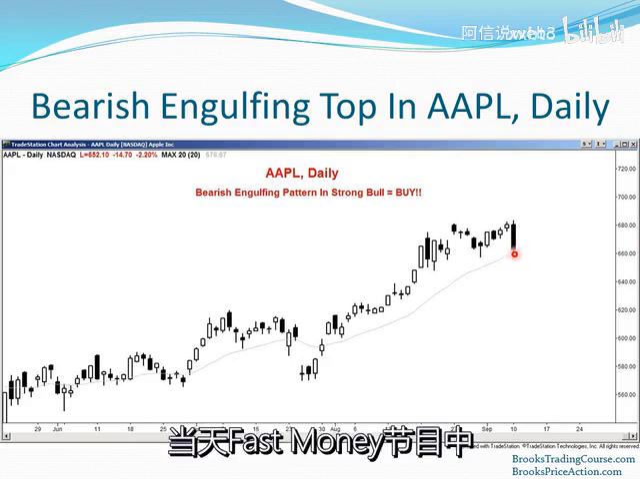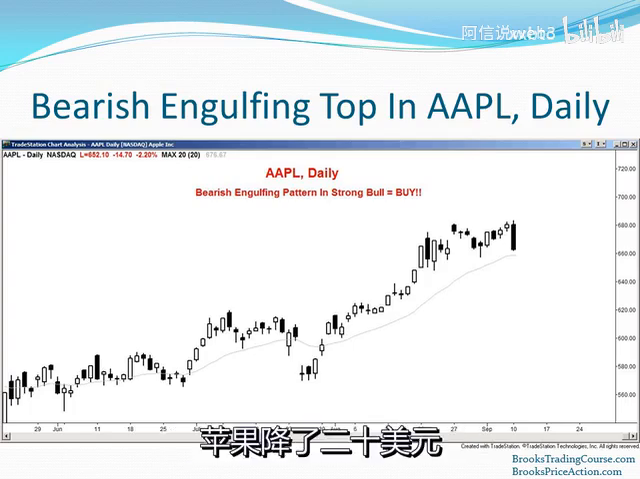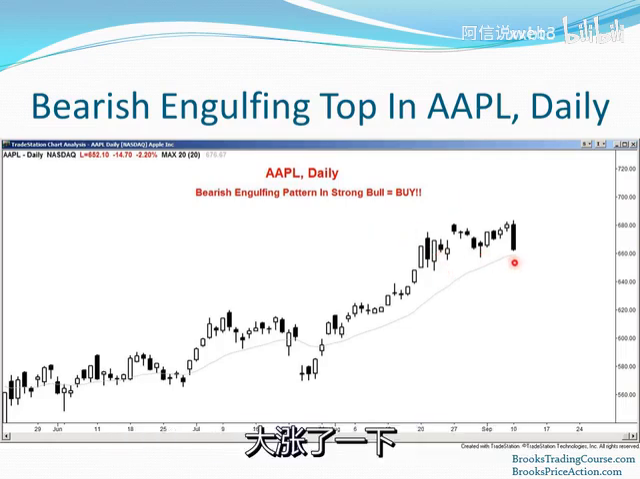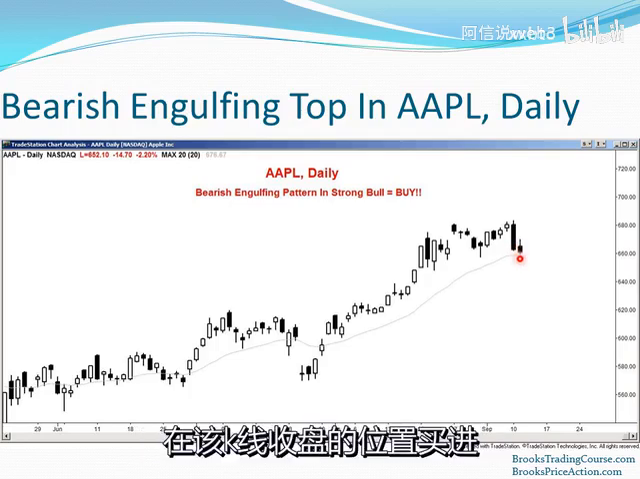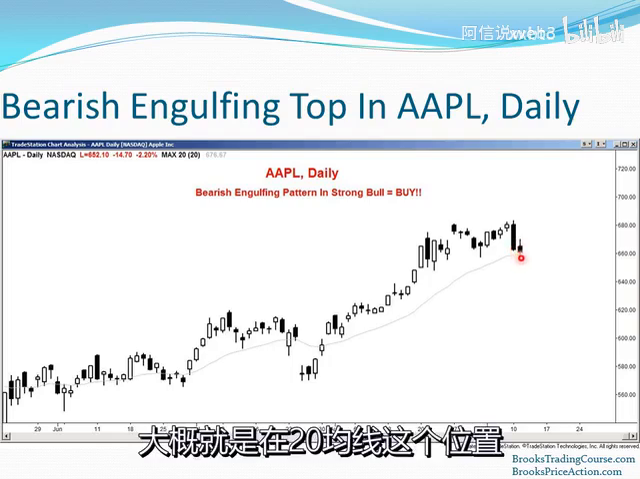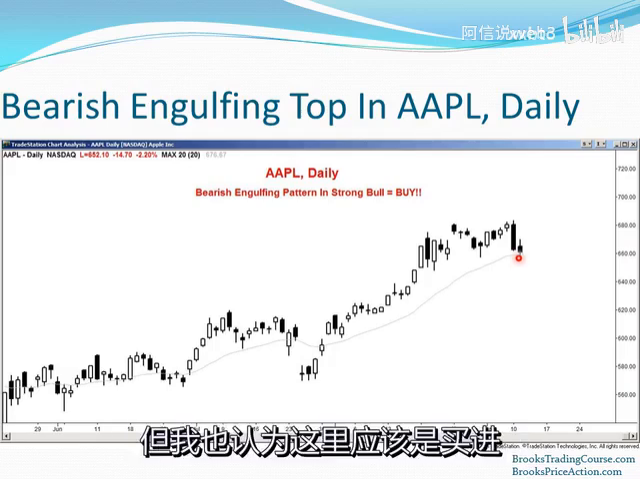Well, on Fast Money on that day, what I heard were traders saying, Apple sold off $20, and the last few times that it sold off $20, it rallied. I'm going to buy. And they were correct. Okay? So those traders on Fast Money were buying down here at the close of this bar around the moving average. They don't use the 20-bar exponential moving average like I do, but to me that's a buy.